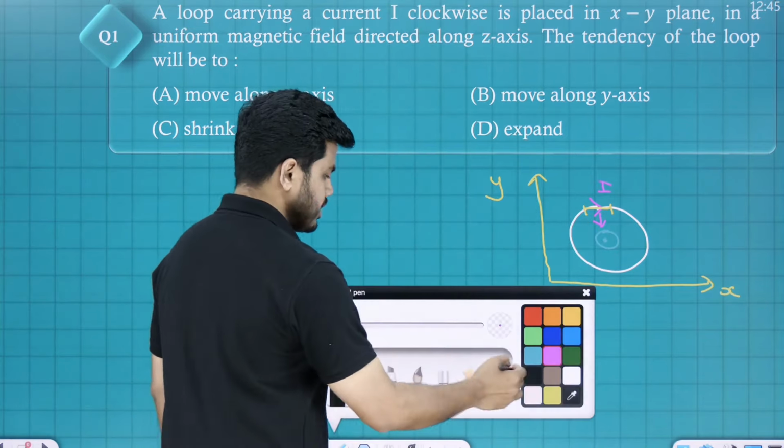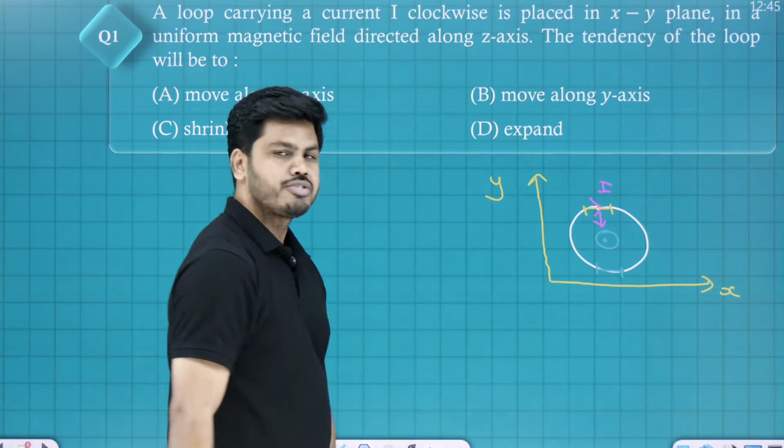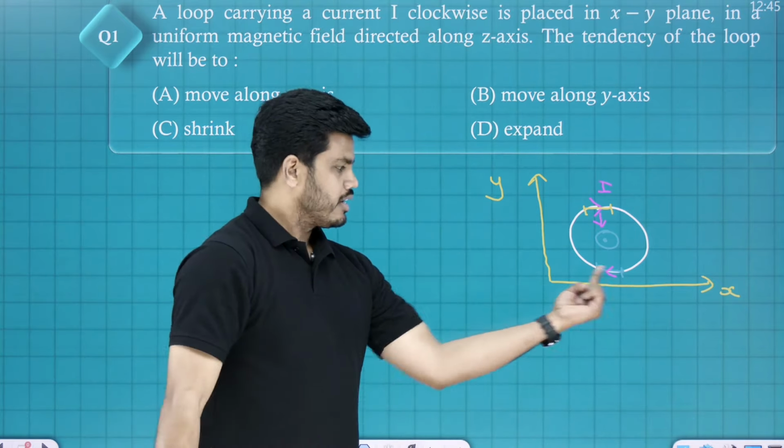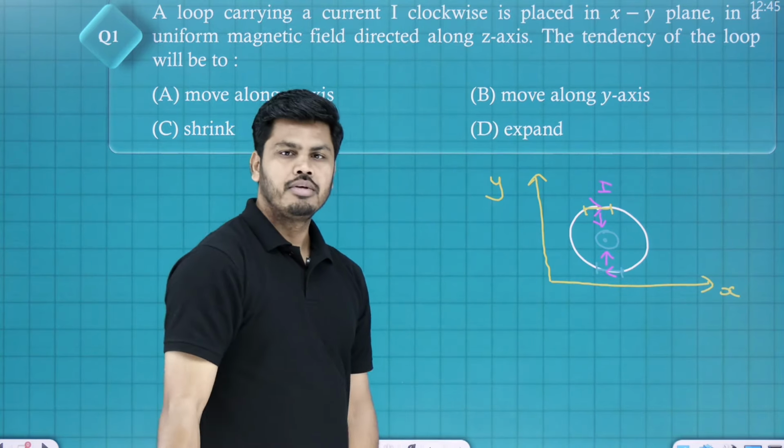If you consider a diametrically opposite line element, suppose a dl here, the only difference there is that the current is in the opposite direction. So what about the force? The force will be just reversed.